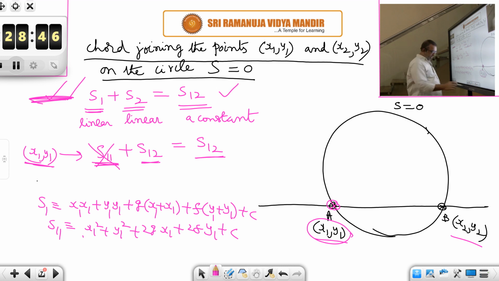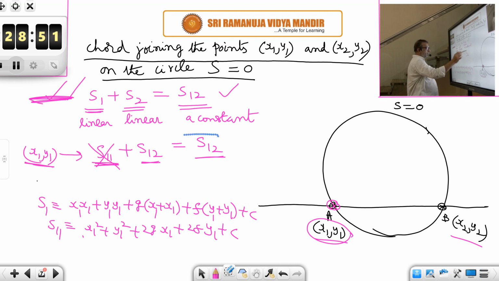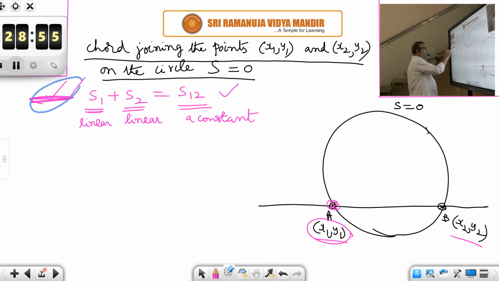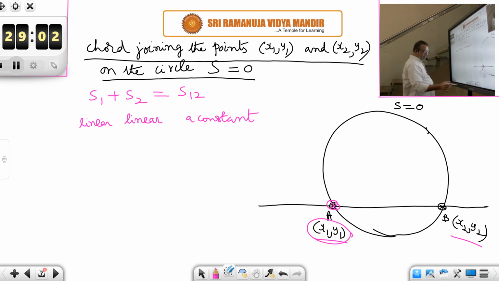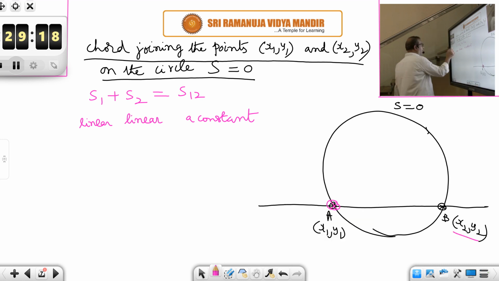Similarly, let us substitute x2, y2. I remove this. Already I have removed all these things, so this also I want to remove. Okay. Now I want to substitute this point x2, y2 in the equation.